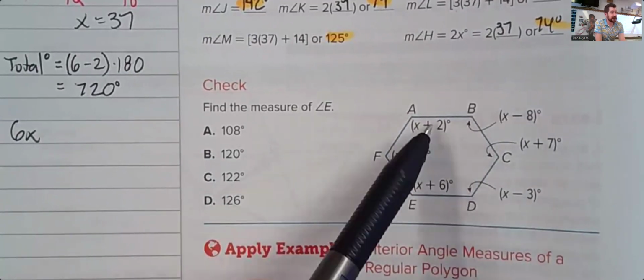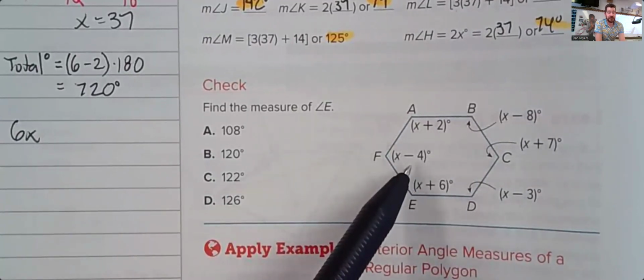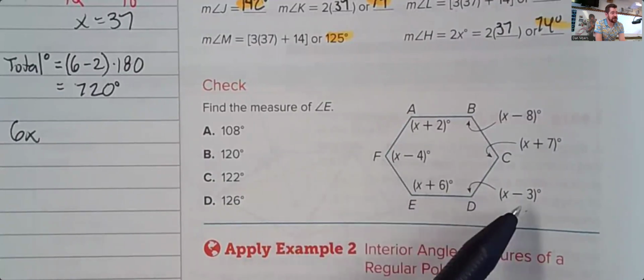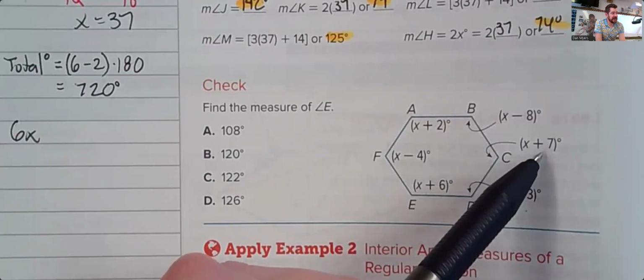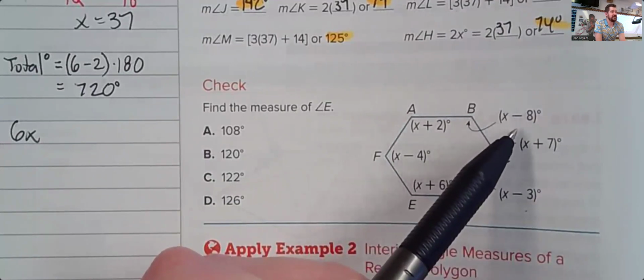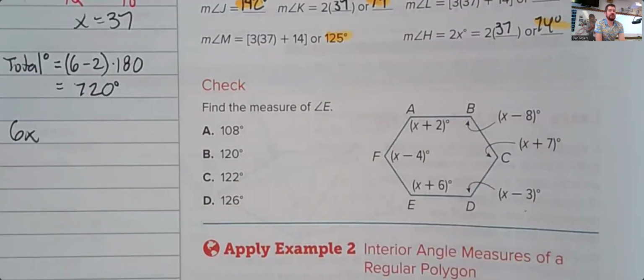So let's see. Positive 2 and negative 4 is negative 2. Negative 2 plus 6 is positive 4. 4 minus 3 is 1. 1 plus 7 is 8. 8 minus 8 is 0. So that means it's just 6x equals 720. That's kind of nice.